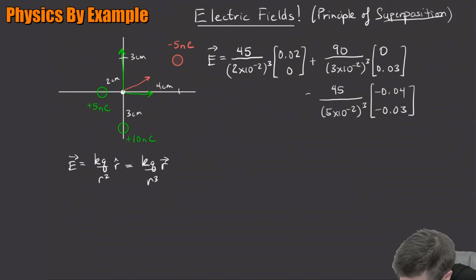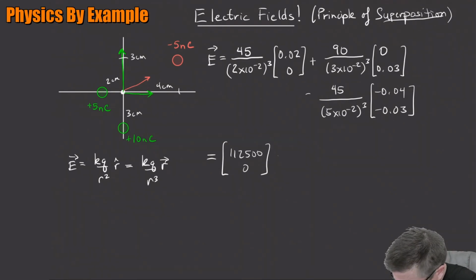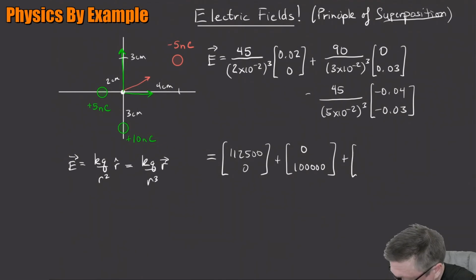So we plug in these things. I did it already because it's boring to watch someone do this, so you can check me on this. The first vector is 112,500, going all in the x. This one is going all in the y: 0 and 100,000. And this one, sure enough, is minus, minus, minus. All those minus signs cancel, so that vector is pointed up and to the right, as it should be. So it's 14,400 and 10,800.